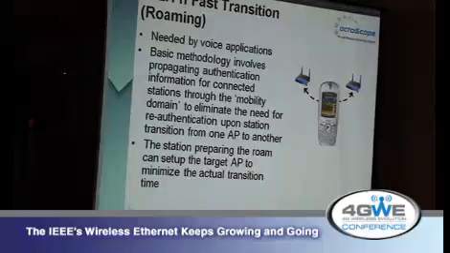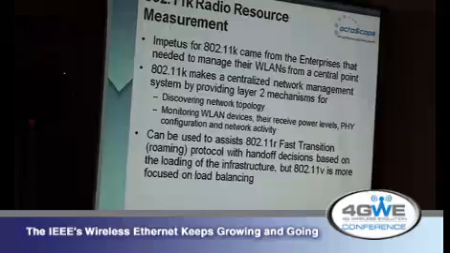So 11R is fast transition. I'm going to go slightly fast here because we have to leave some time for questions. But essentially they define fast transition domains where authentication, which is what takes a lot of time when you're switching APs, is all that information is shared in the domain, and the transition can happen fast. Measurement, essentially network topology, devices, power levels, and so forth.